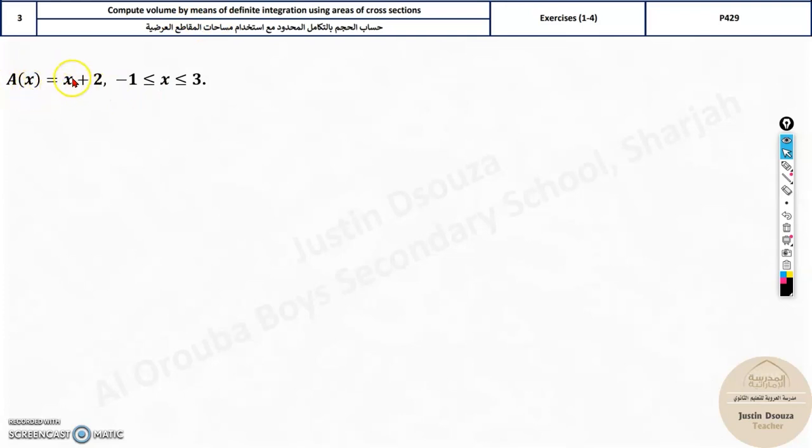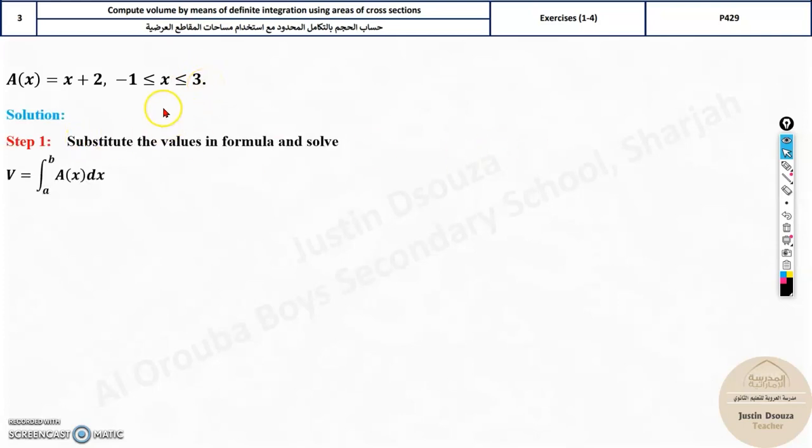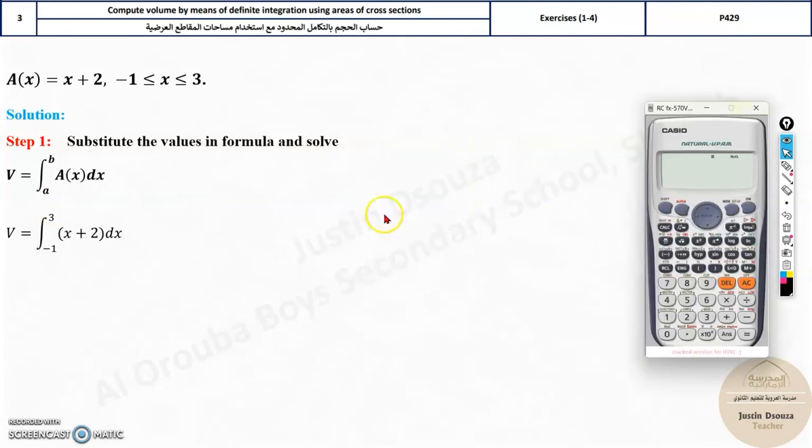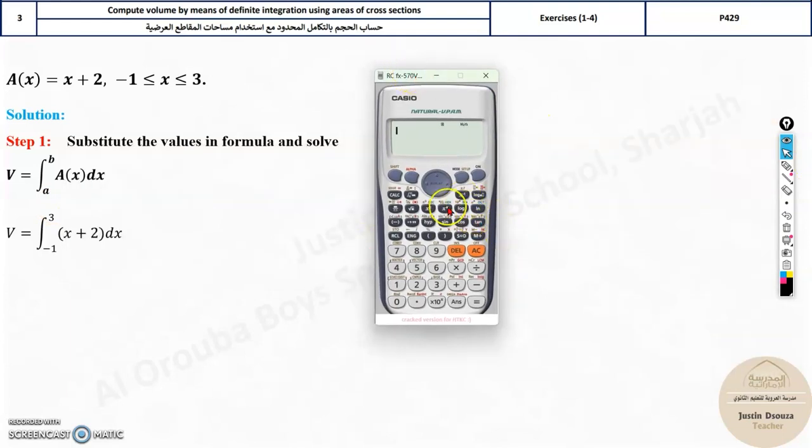Now, for example, you have been given the area x plus 2. And they have given the definite integrals as well, x varies from -1 to 3. So all you need to do is substitute the values in the formula. The formula is integral a to b of A of x dx. Now here A of x is given, that is x plus 2. And remember the lower limit to the upper limit. All you need to do is use the calculator. Since it's definite integral, use the symbol. Open the bracket, x plus 2, close the bracket dx, and -1 to +3. And that will be the answer.